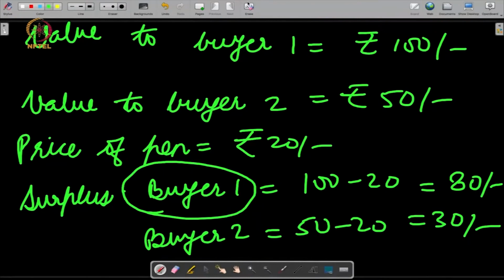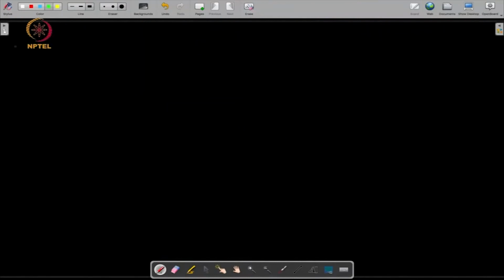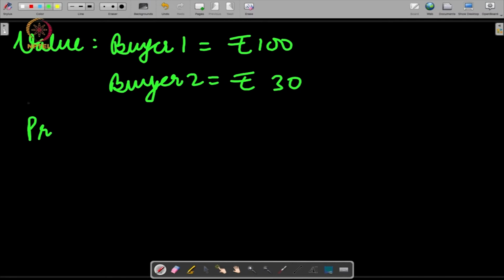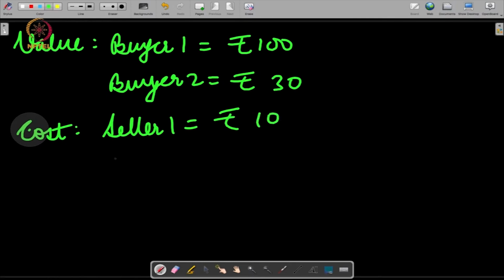Or in other words, what we are saying is that, say, the value to buyer 1 is rupees 100, the value to buyer 2 is rupees 30, the cost to make, the cost for seller 1 is, say, rupees 10, and the cost to seller 2 is rupees 15.